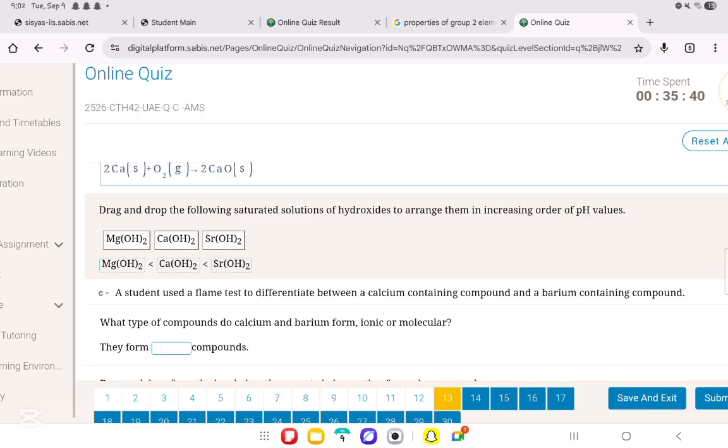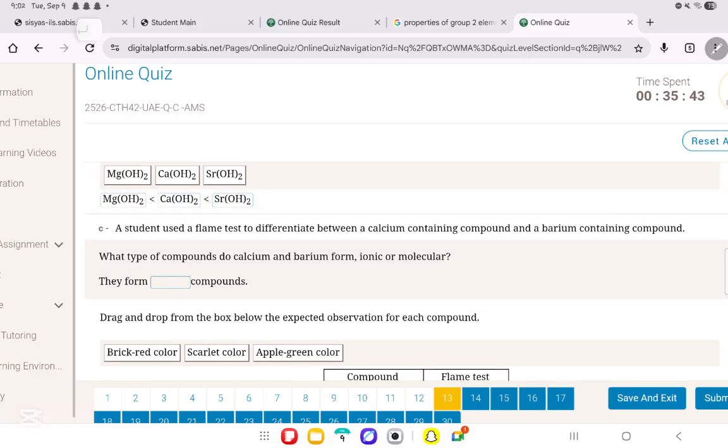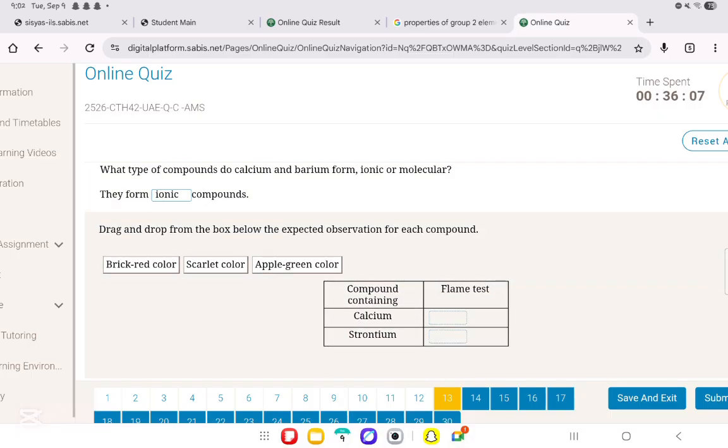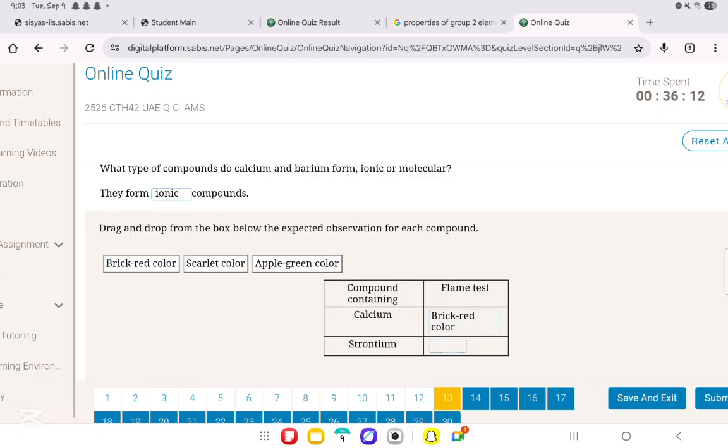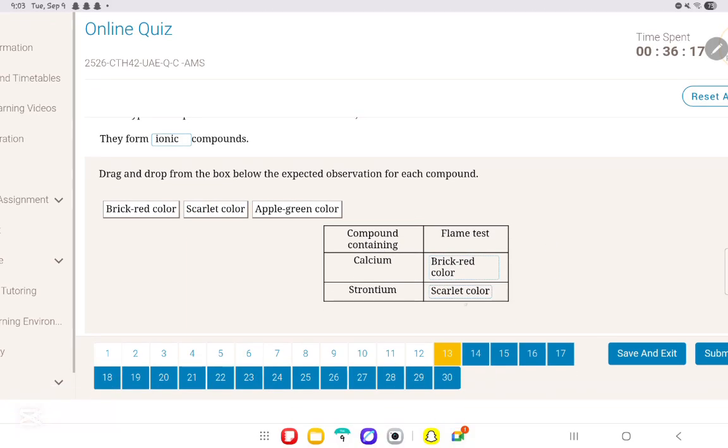Okay, now what type of compounds do calcium and barium form, ionic or molecular? Now, for sure, calcium and barium are metals. So whenever you think of metals, you think of ionic compounds. They didn't tell us metallic, so you cannot take that into consideration. We only have ionic or molecular. For sure, the metals don't form molecular compounds, but they do form ionic compounds. Now, this one, I think it's wrong. The correct answer is supposed to be brick red color for calcium and scarlet color for strontium. It's going to tell me wrong for question 13, but this is the correct answer.